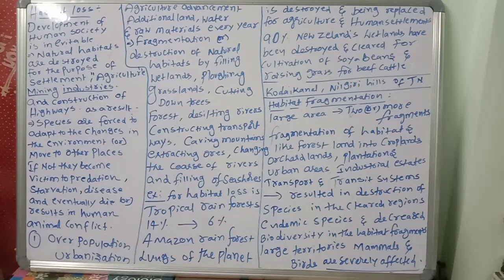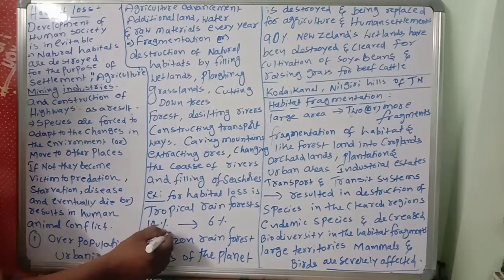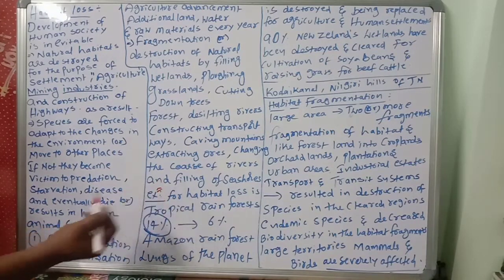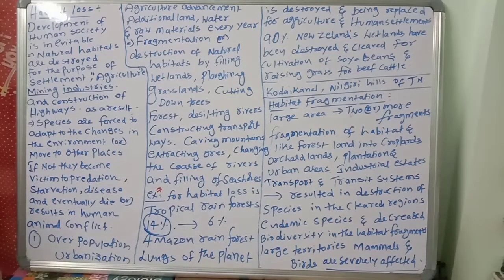Once the Earth's land surface was covered by how much tropical rainforest? 14%. So it was a very, very big tropical rainforest. Once upon a time, 14% of the Earth was occupied by tropical rainforest. So this is the best example for habitat loss that we are discussing.